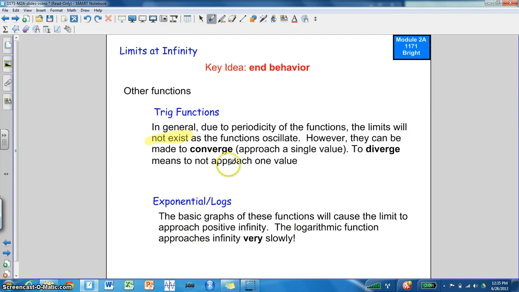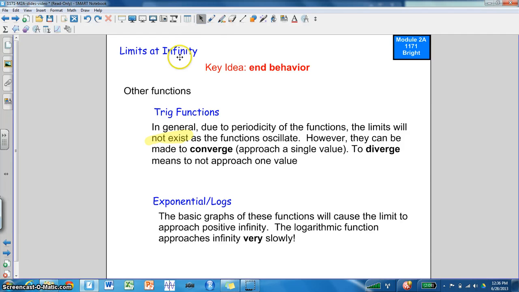Okay, and then for exponentials and logs, they are inverses of one another, and they both do approach positive infinity. It's just with a log, it's really, really slow, and it looks like a square root, but it does increase to infinity. But that's just the basic ones. Remember, we can have transformations.